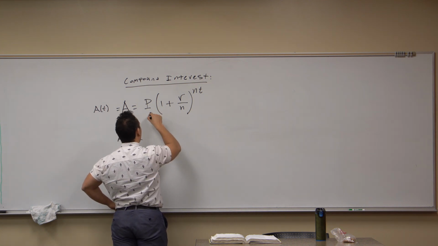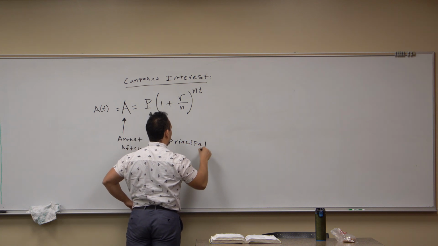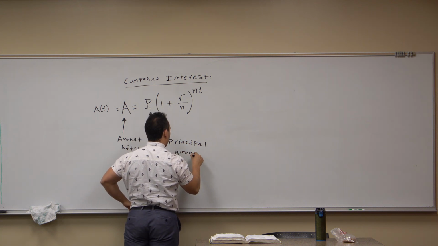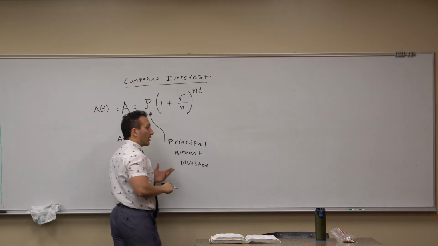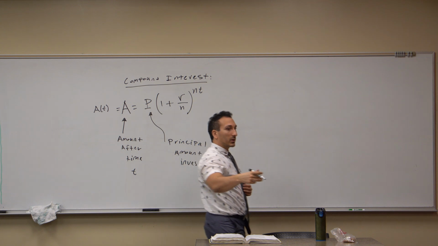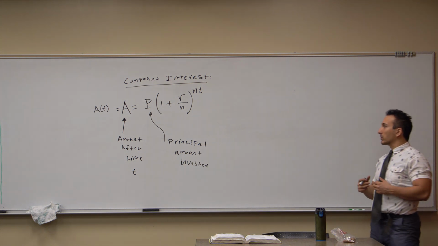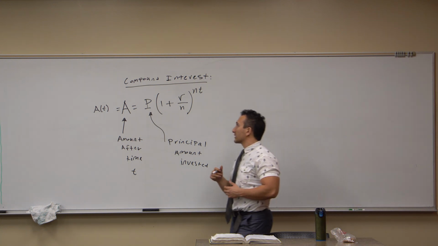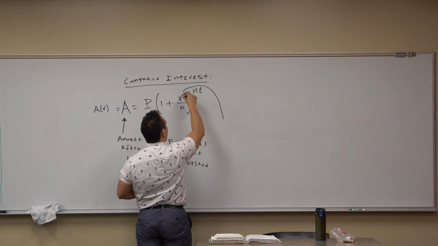P is the principal amount invested. So, when we go to the bank and we give them some money, the starting amount of money we give them and we let them hold on to, that's the principal amount, that's P. R over here is the interest rate.